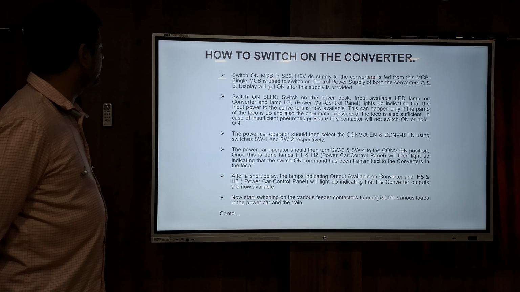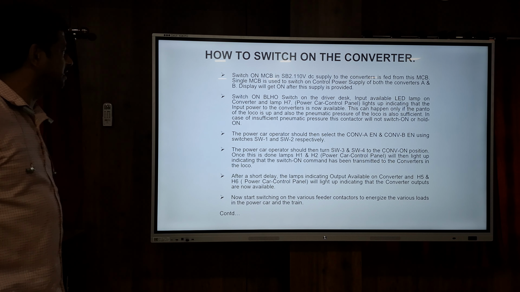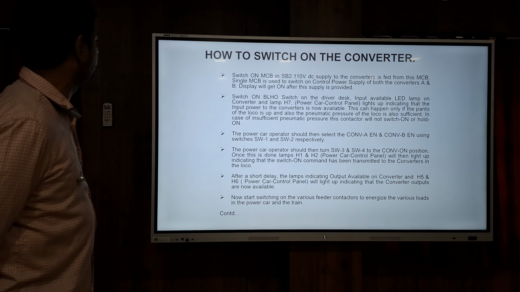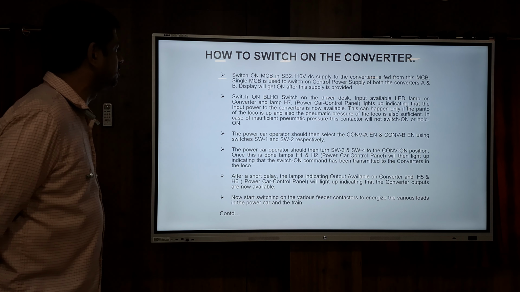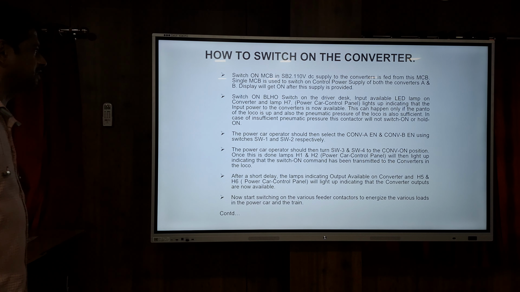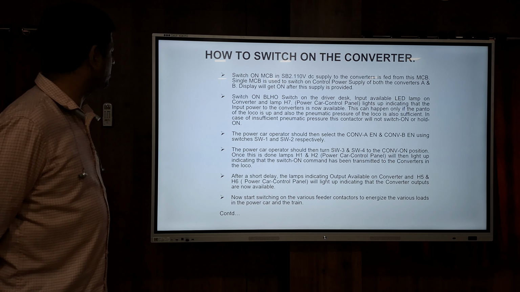Power lights up, indicating the input power to the converters is now available. This can happen only if the pantograph of the loco is up and the pneumatic pressure of the loco is also sufficient. In case of insufficient pneumatic pressure, this contactor will not switch on or hold on.